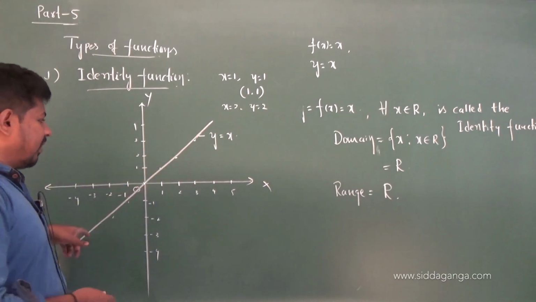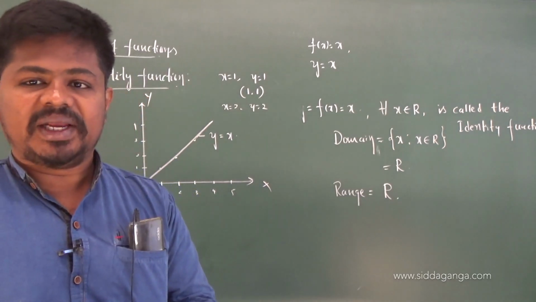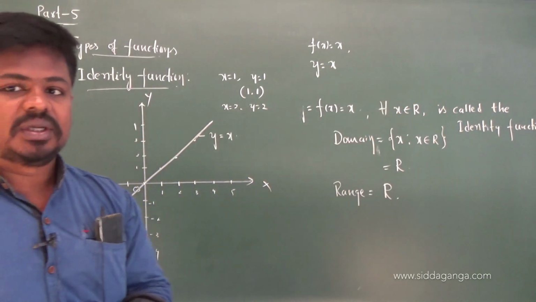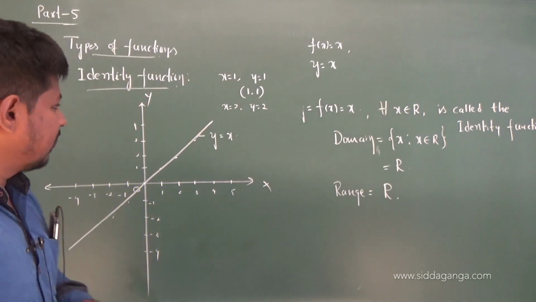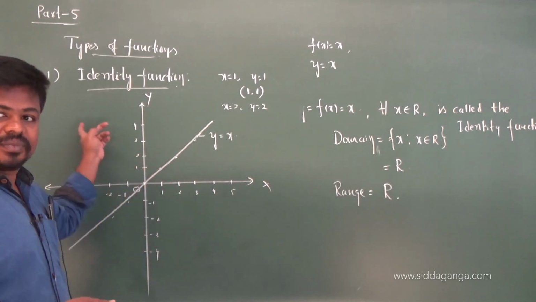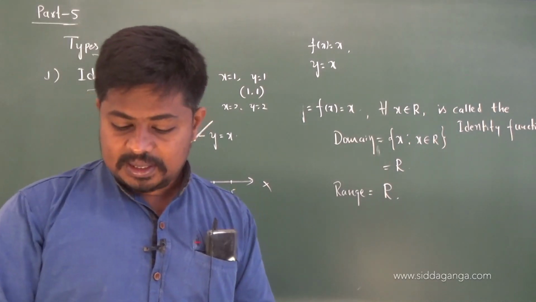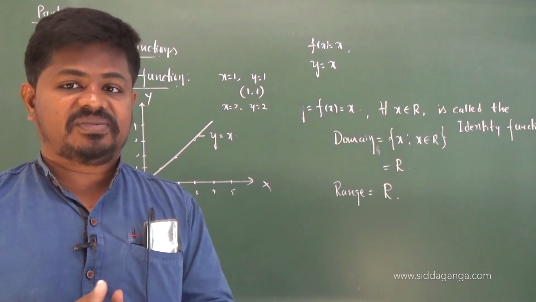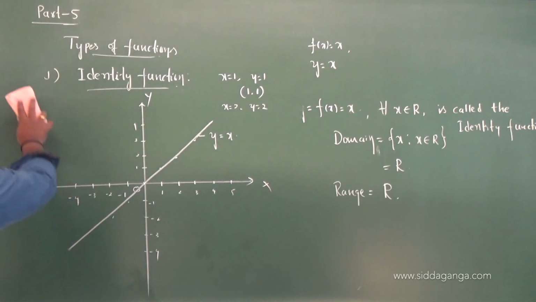So this line y is equal to x divides a plane into 2 equal parts. Okay, this is very important. The graph of y is equal to x, or the graph of f of x is equal to x. What about y is equal to minus x? So y is equal to minus x comes like this, the reverse case. So don't worry about that. We will discuss later. This is about the graph of y is equal to x and the first function. Hope you got it, students, about the identity function.